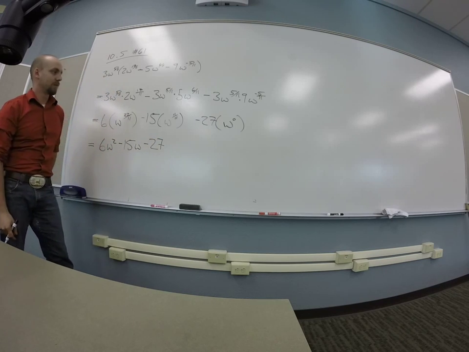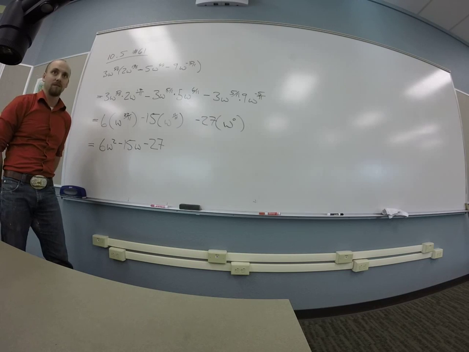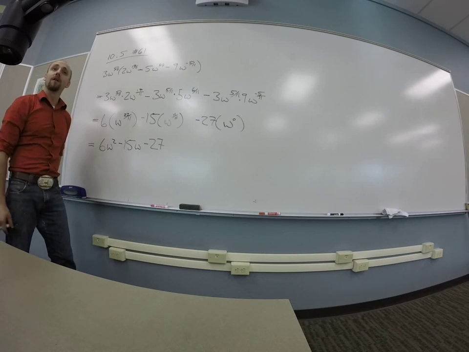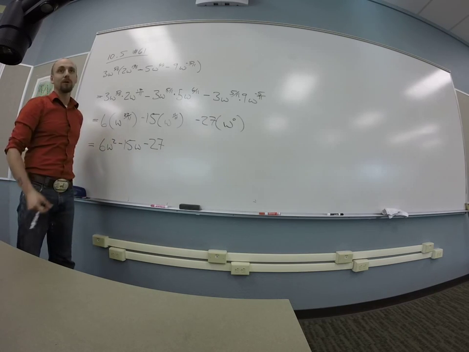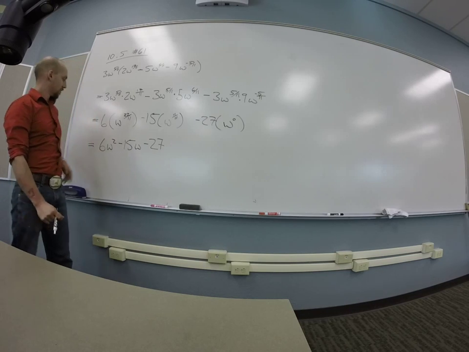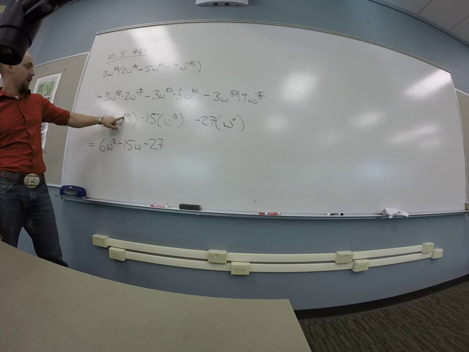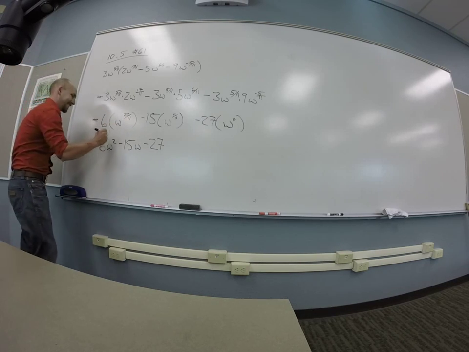Why didn't that piece go to 0? Because W to the 0 is 1, unless W is 0, in which case it's undefined. So I should probably exclude W as 0, but that's done in the instructions. Why is it W squared? 22 over 11 is 2, right?